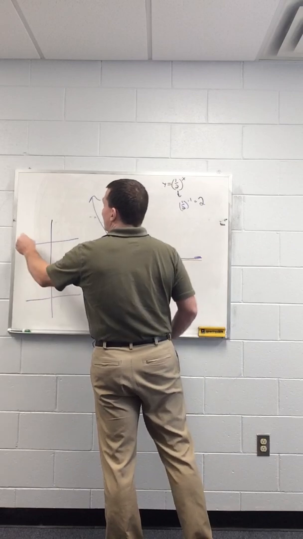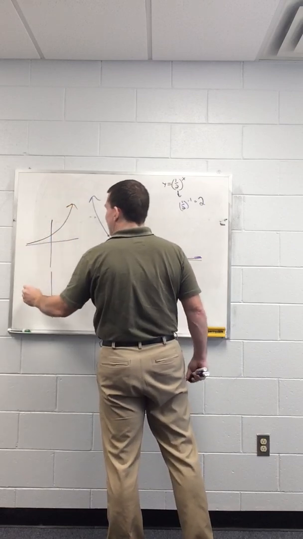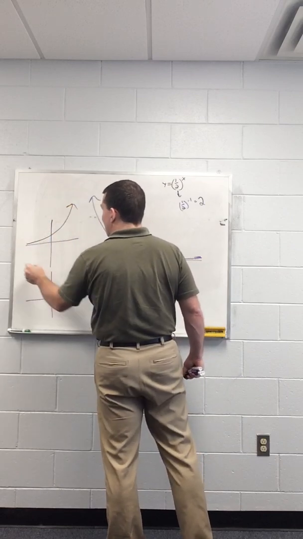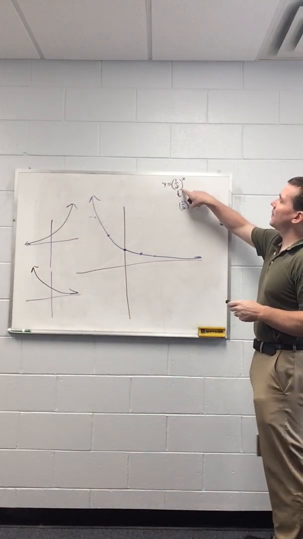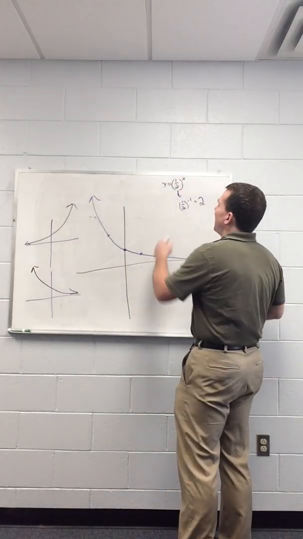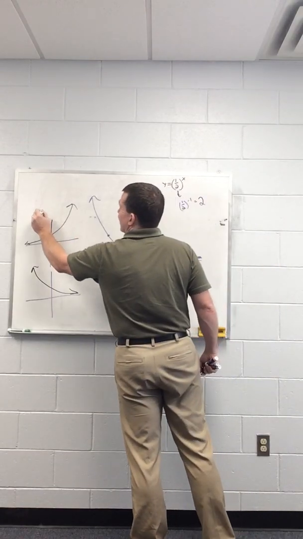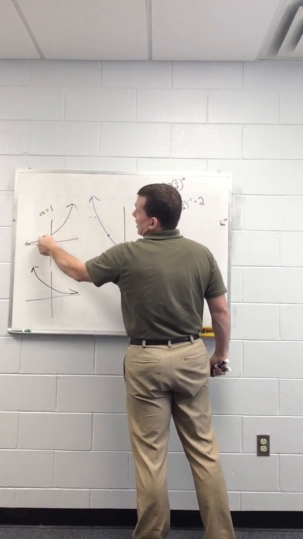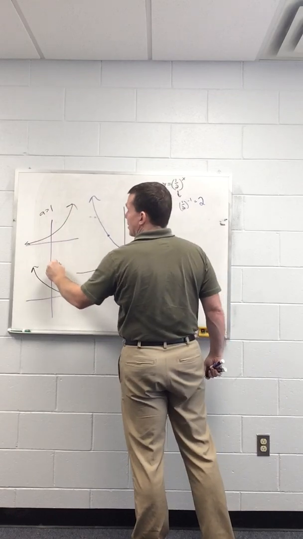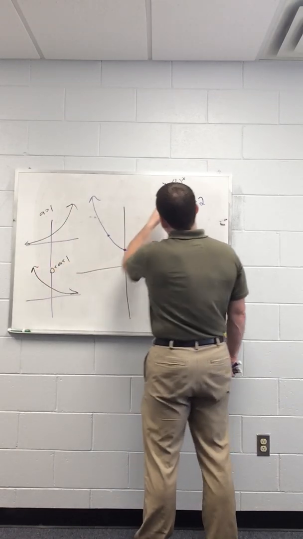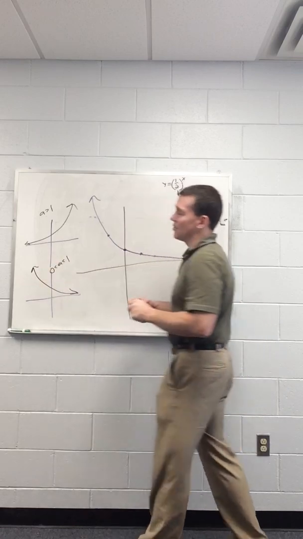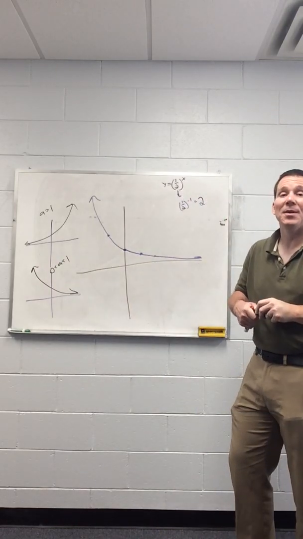I'll always go through (0, 1), and I'll either look like that, or I'll look like that. It's entirely based off of your base right here. If your base, call it a, is greater than 1, you'll have exponential growth. If your base is between 0 and 1, like a half, you'll go down, you have exponential decay.